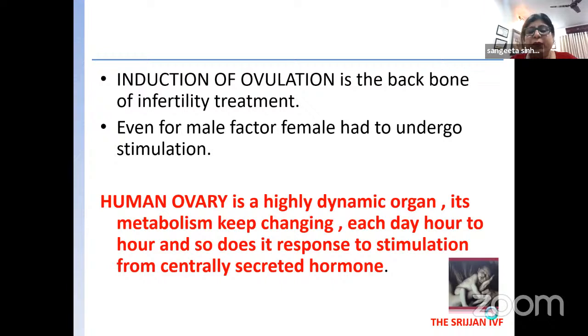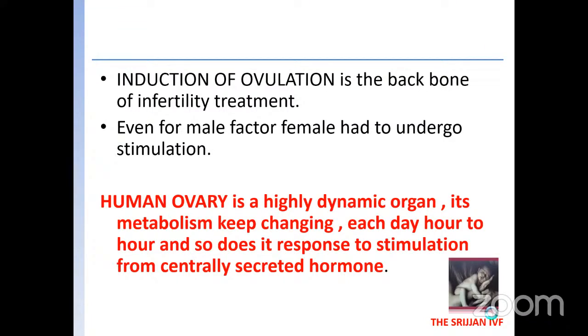Either the reason is male infertility, or polycystic ovary, or we are dealing with unexplained infertility, the ovary has to be, or the female has to be, we have to go for induction. And believe me, the ovary is a very dynamic organ.